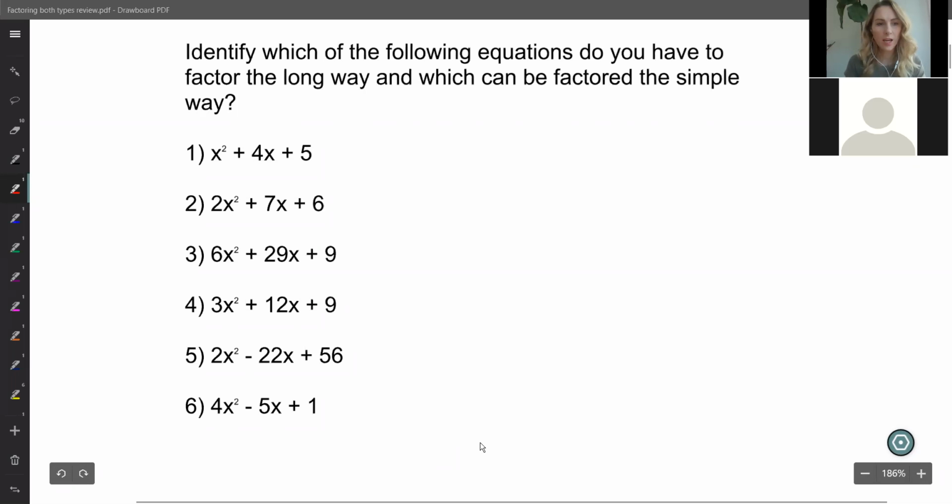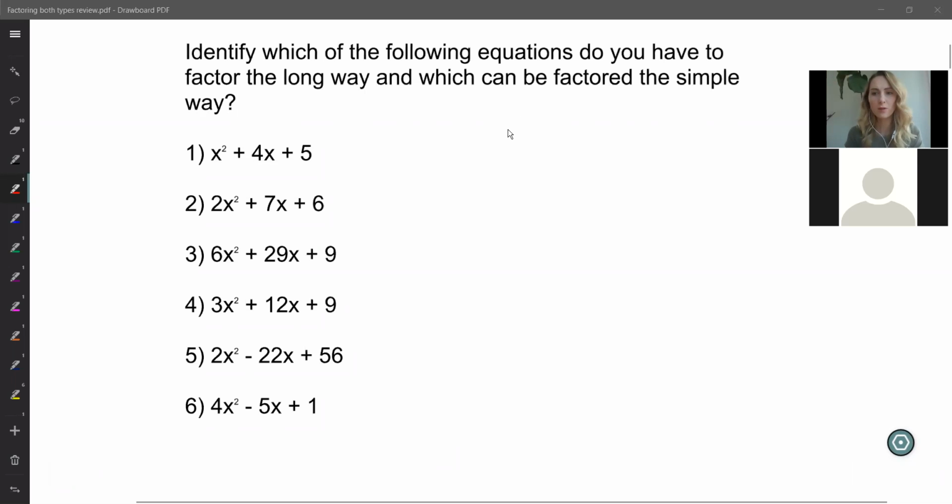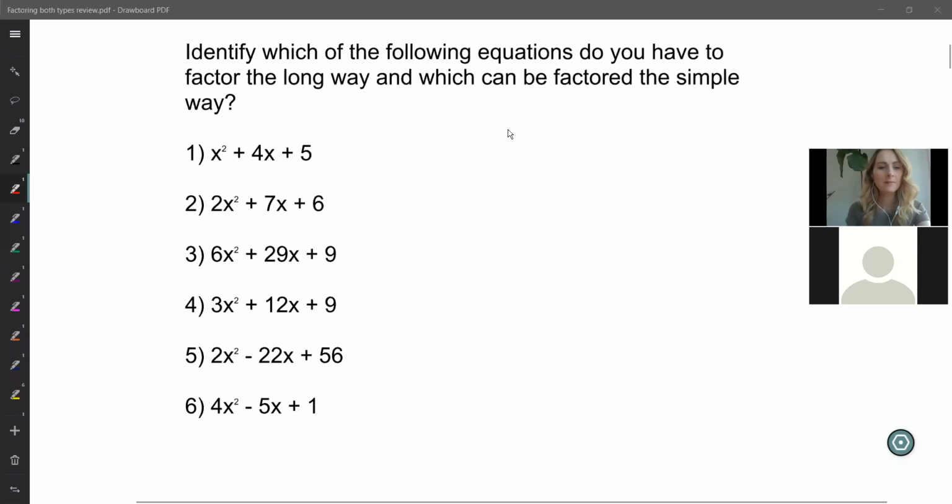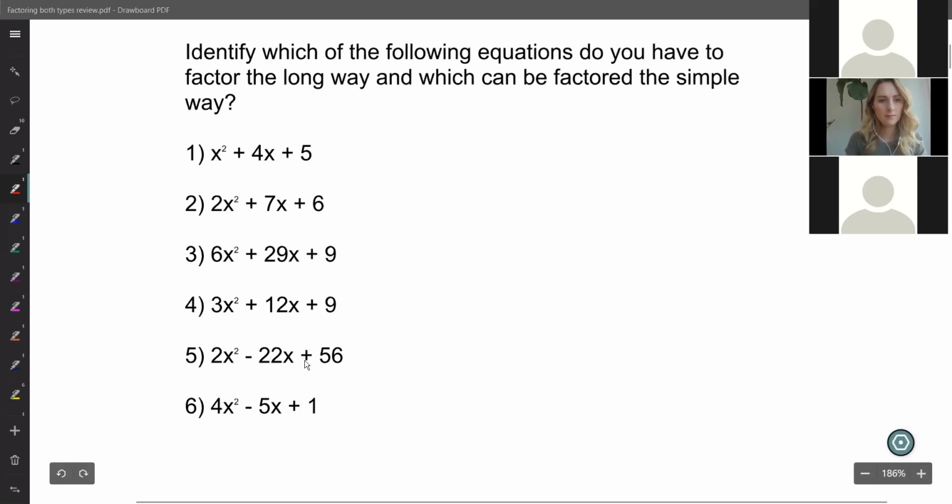All right, so can I get someone who can tell me the first couple? Maybe give me 1 to 3. What type of factoring do we use for each of those? Lila. So the first one would be easy. Yep. And then the second one would be hard. Yep. And the third one would be hard as well.